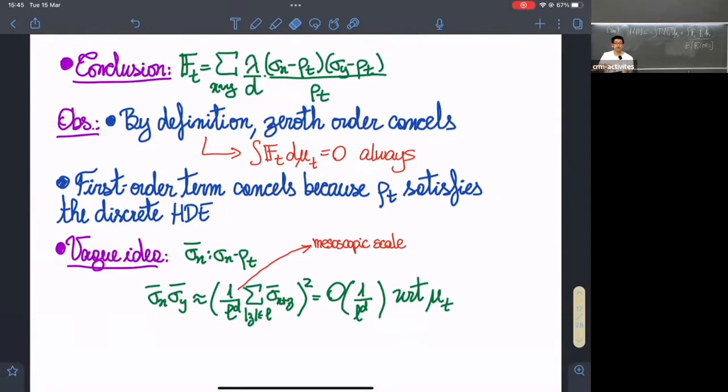Yes? Maybe you want to, yeah, you should. Why is it lambda over d? I would have expected lambda over 2d. Or maybe I missed something in the rest of the calculation.